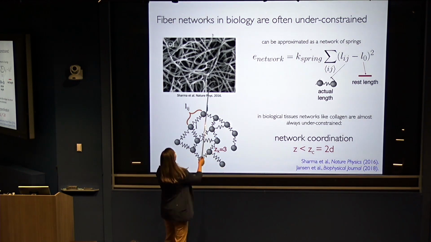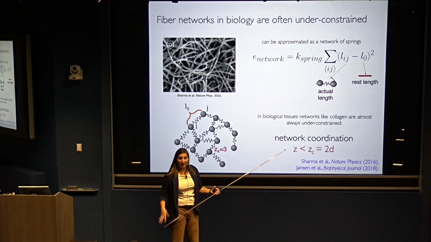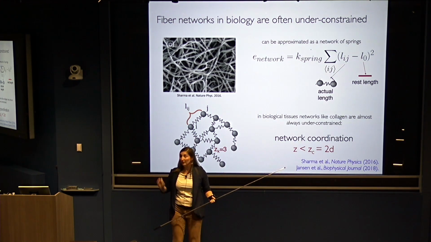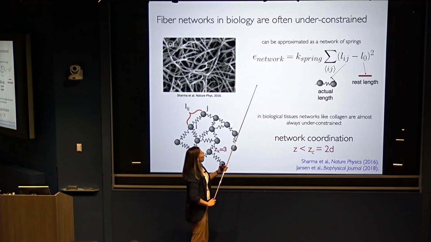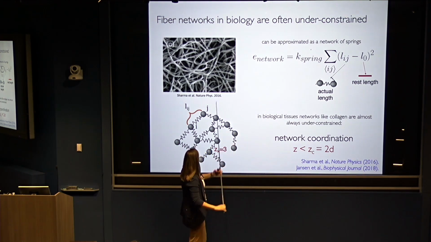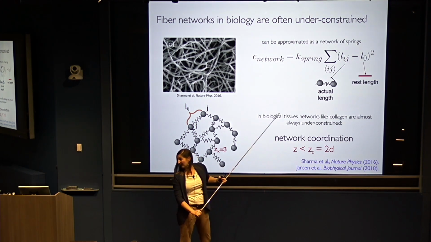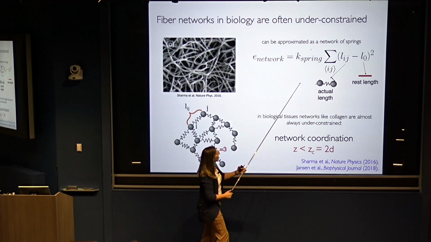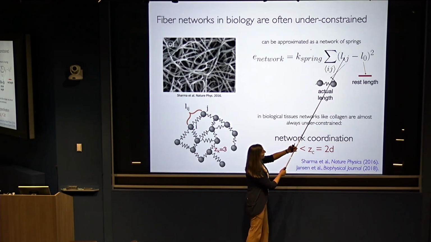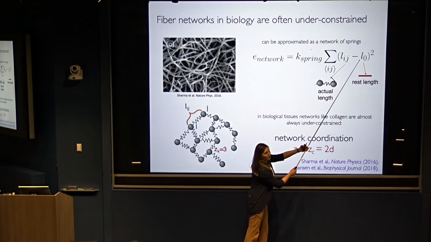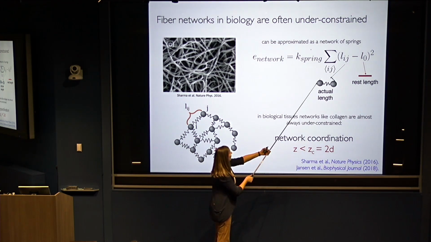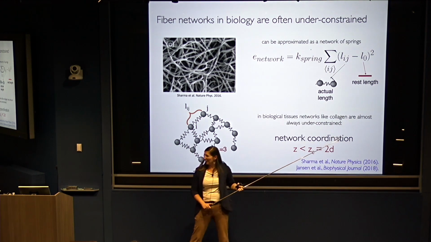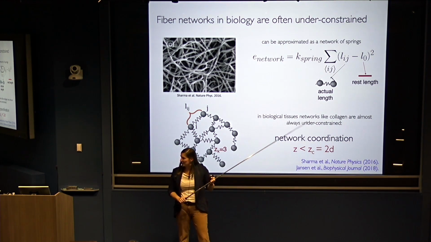Okay, so those fiber networks I talked about that are inside your body that are useful for you, they are almost always under-constrained. Okay, so let me tell you what that means. So you can approximate these fiber networks by a bunch of springs, and it's actually a really good approximation to their behavior, it turns out. And so you have an actual length of each spring and a rest length of each spring, and the energy is quadratic in that. Okay, so if I have a network like this, you can kind of see that it looks like a bunch of particles that have interactions between them.